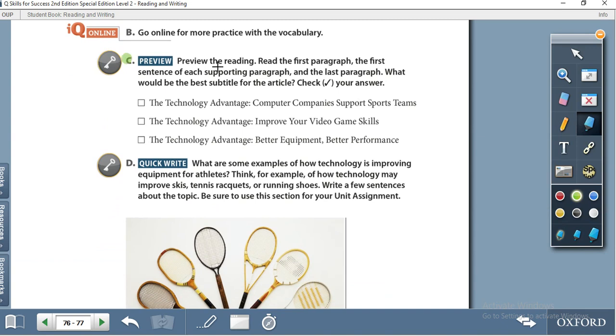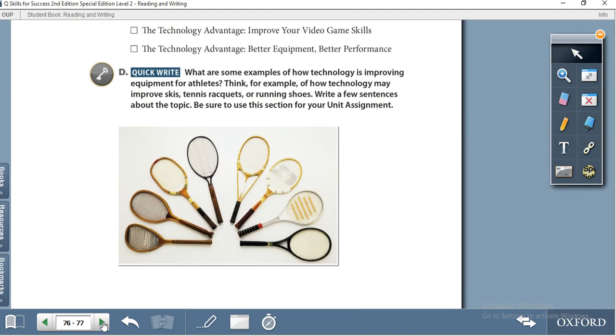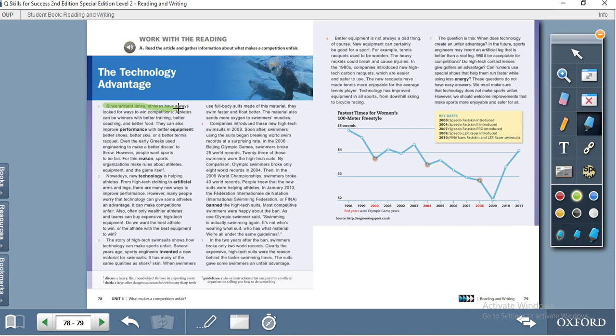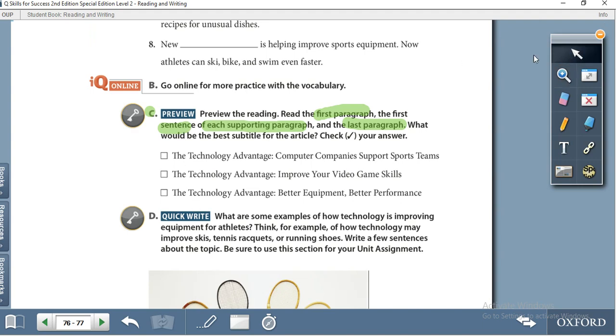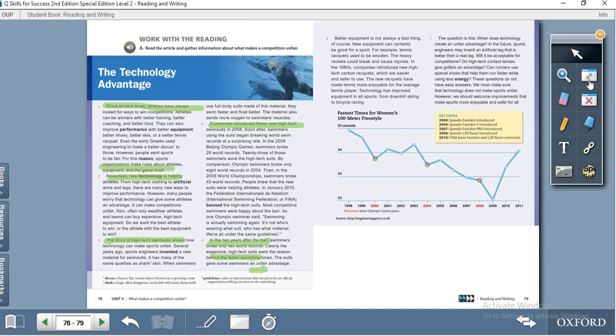No, it's C. Preview the reading. Read the first paragraph and the first sentence of each supporting paragraph, and the last paragraph. What do we need? The first sentence of each supporting paragraph and the last paragraph. What would be the best subtitle? You have to read this first paragraph completely, from here to here, and then read the first line of each paragraph, and also read the last paragraph completely. Then you can guess the topic. Choose which is the best topic. You have to do this, then we finish and show the answer to your teacher.